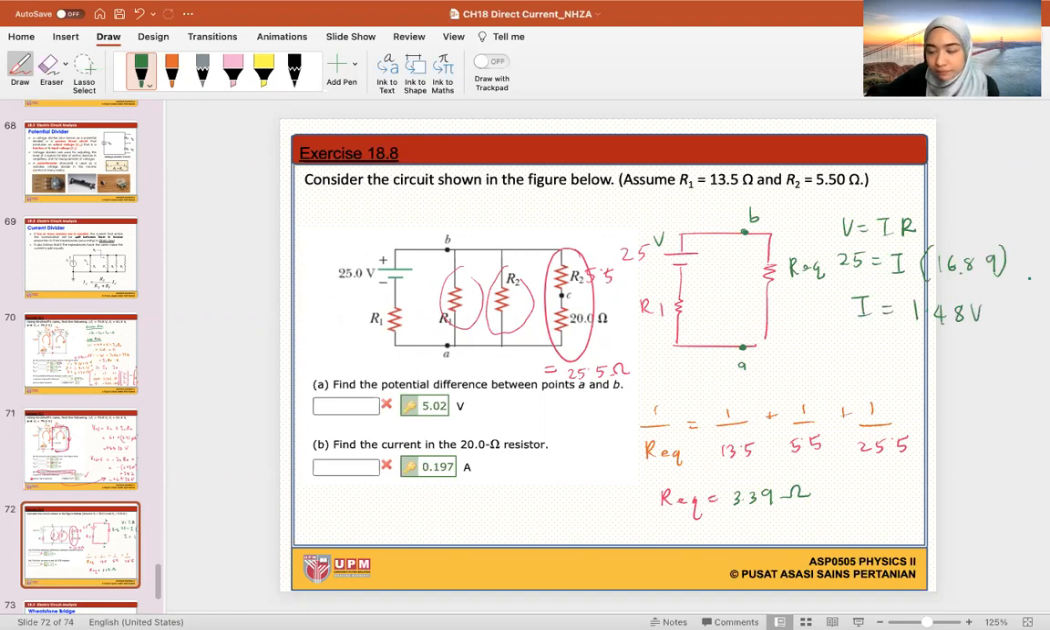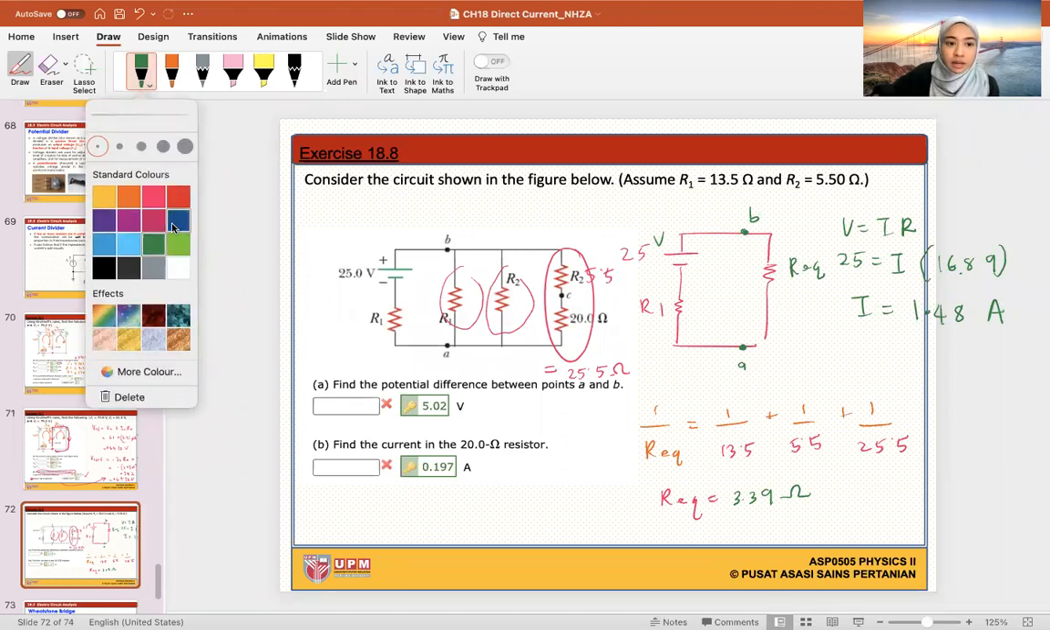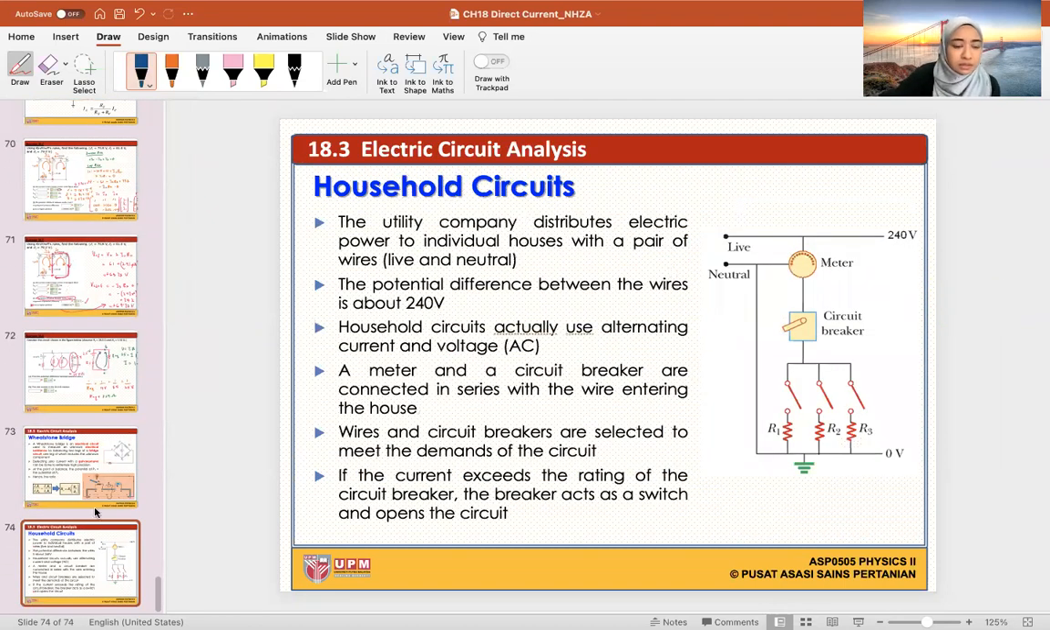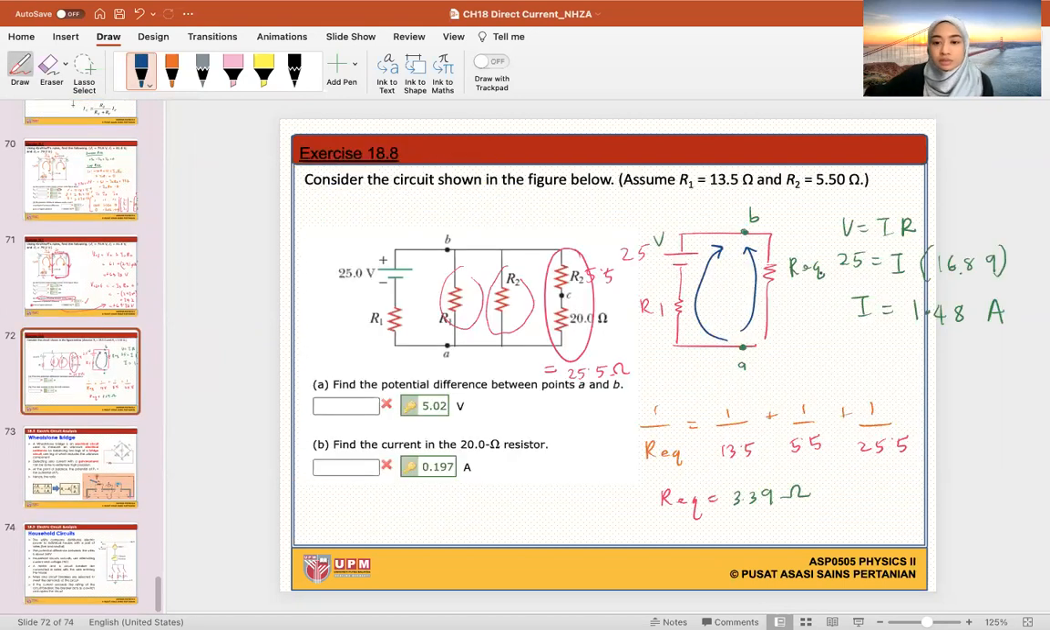Okay, 1.48 amperes. So now I want to find out what is the potential difference between point A and point B. So I can look at it in two ways. I can say I want to find out from here to here, or I can find it out through here to here. So let's do it in both ways. So this is the first one, second one. Let's call this loop 1, this guy as loop 2. It's not actually a loop, line 1 and line 2.